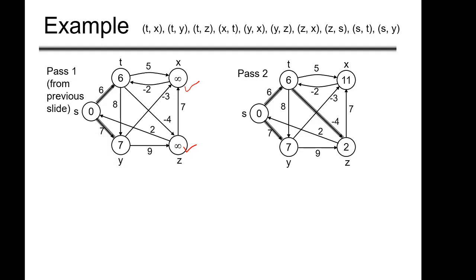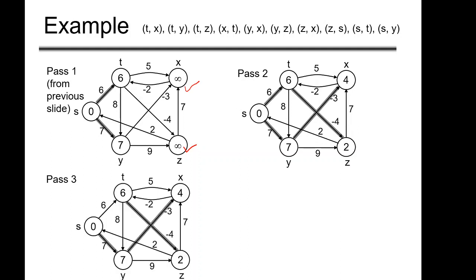So from T we have an edge to Z. We will see this and update the weight of Z, right? Then from Y we also have a path to X, and we will update the weight here, because this value is better than infinity. Okay, no, so that's it. We will not do anything.